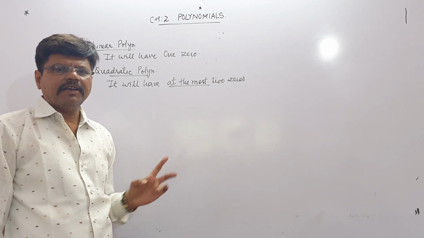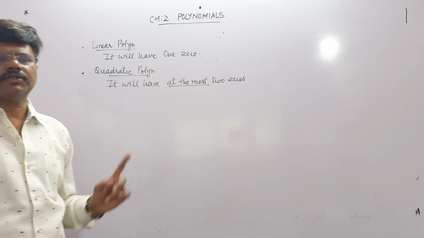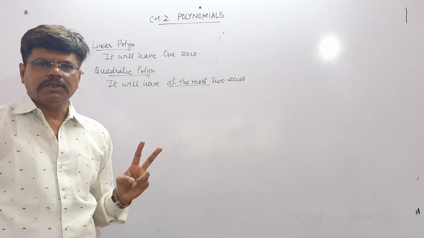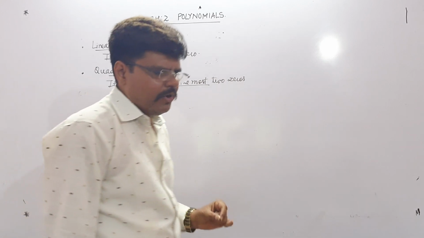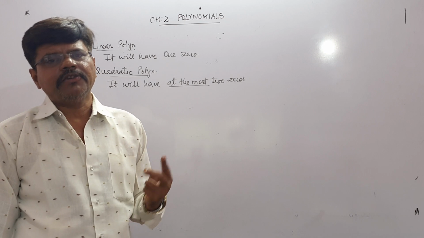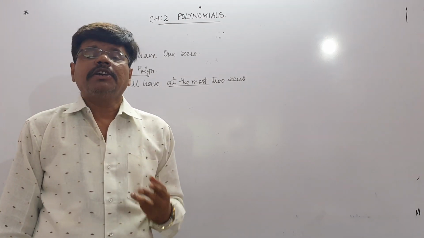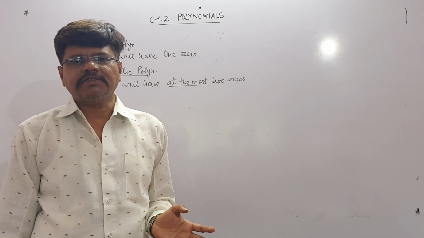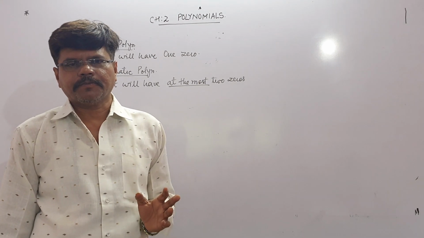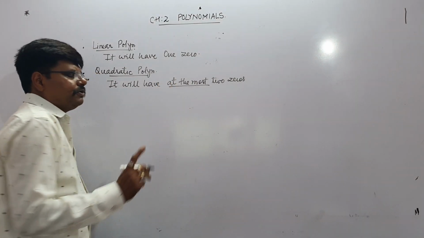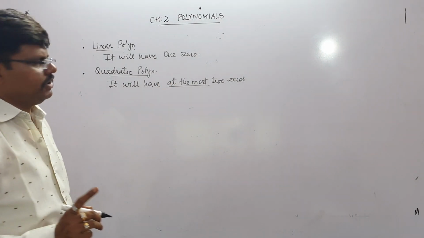Plus 6. When we replace the value x is equal to minus 2 and x is equal to minus 3, we get two zeros. It is not necessary that you always get two zeros. In some sums you will have only one value, and there might be sums where you replace any number of values and you will never get a zero. But at the most, that's why I am using the words at the most.